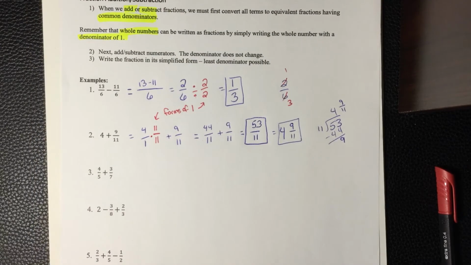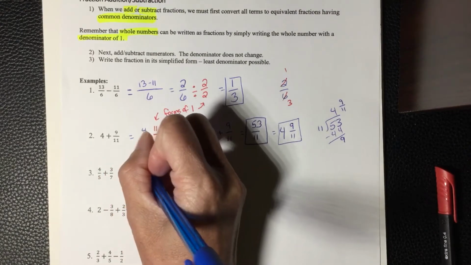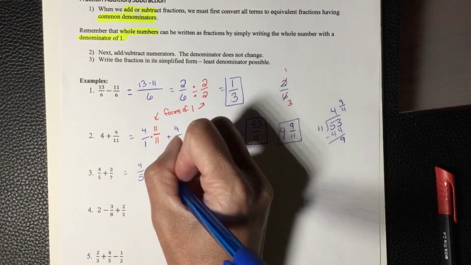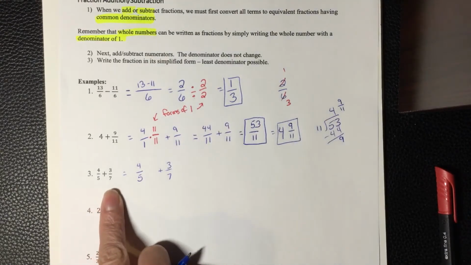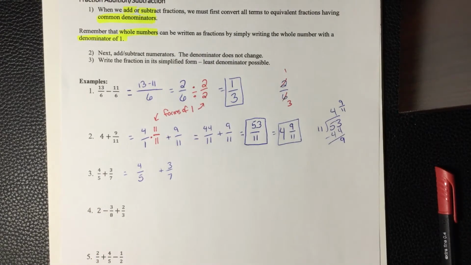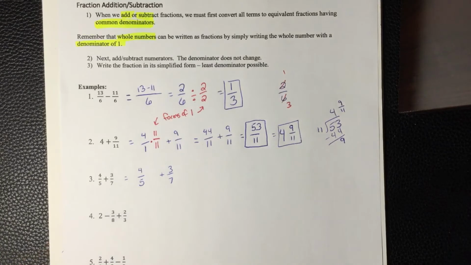We have a denominator of 5 and a denominator of 7. One way to get a common denominator is just to multiply those together. So 5 times 7 is 35. It will give you a common denominator. It won't always give you the lowest. In this case, 35 is our least common denominator because 5 and 7 don't share any factors other than 1.